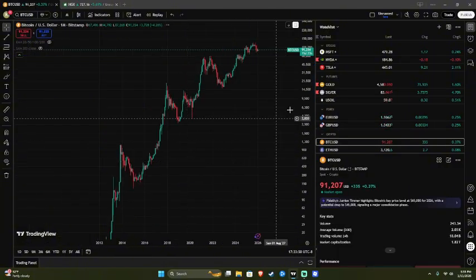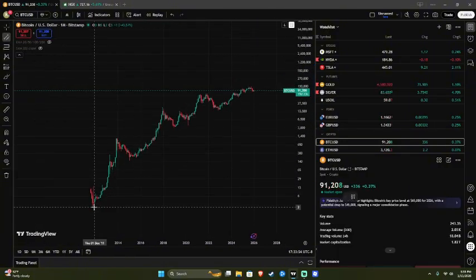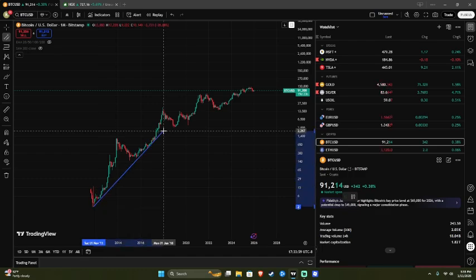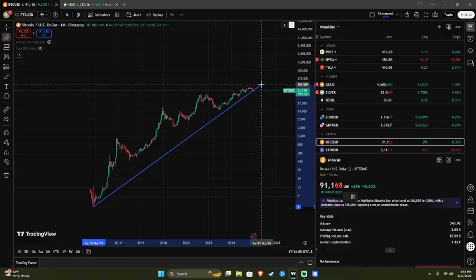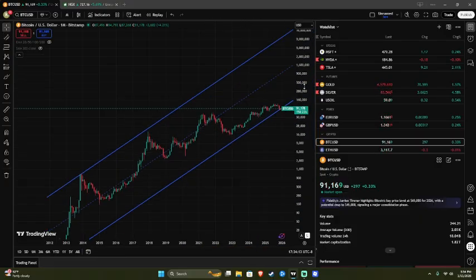And then Bitcoin. Bitcoin is up a little bit for today. So I'm going to go ahead and draw a parallel channel connecting the lows here. Then the lows here. Right here. Then just drag it up. All right, so this is what's going on with Bitcoin right now.